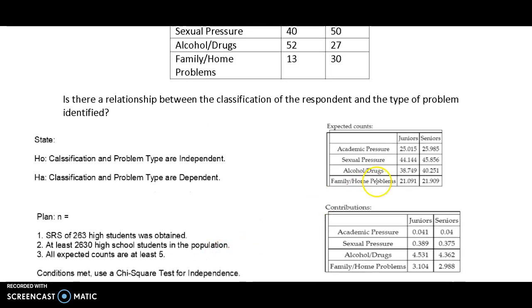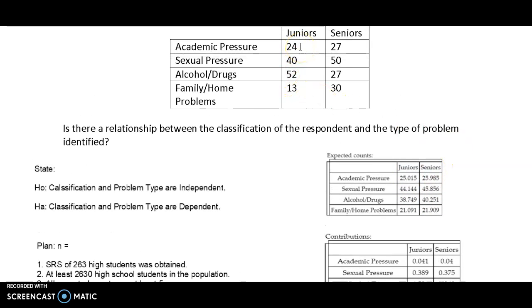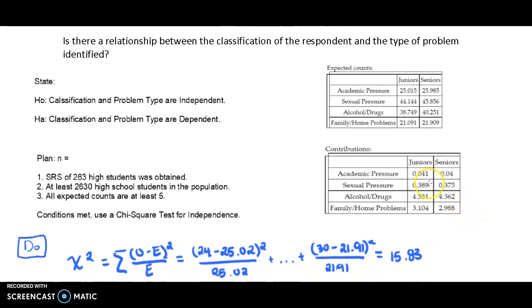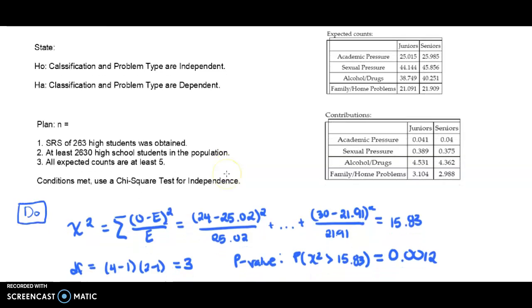And when I look here at the expected distribution, again, I'll show you how to pull this from the calculator, they're all at least 5. So my expected counts here, again, if I were to multiply the totals and divide by 263, these are the amounts that I would get. Then, if I were to take 24, which is the observed, minus 25, take that difference and square it, divide by 25, I would get what these are called, which are contributions. So when I sum up these 8 values, I get my chi-square test statistic. Conditions are met, we'll use a chi-square test for independence.